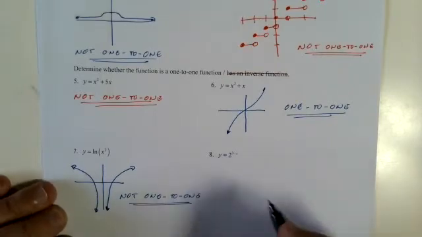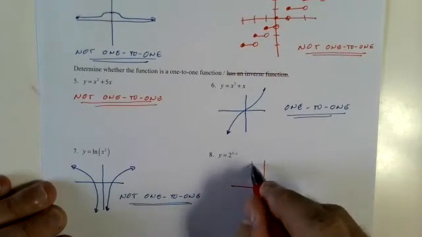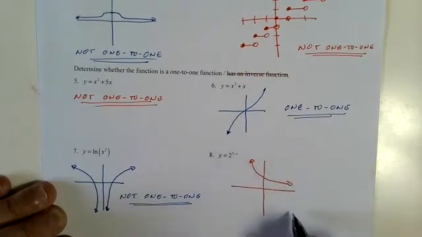And 2 to the 3 minus x. Throw it in a calculator, graph it. You get something like this. And yes, that's 1-to-1.